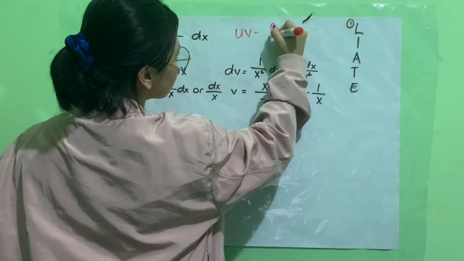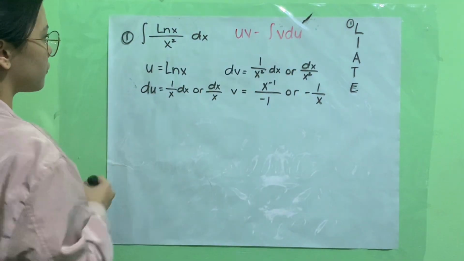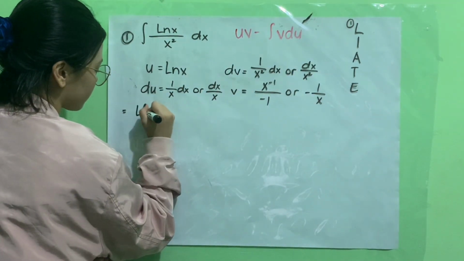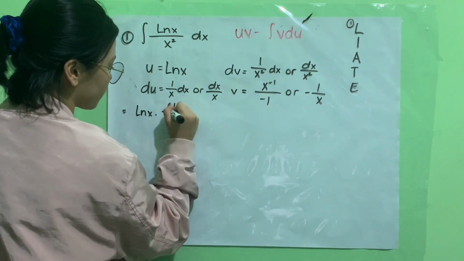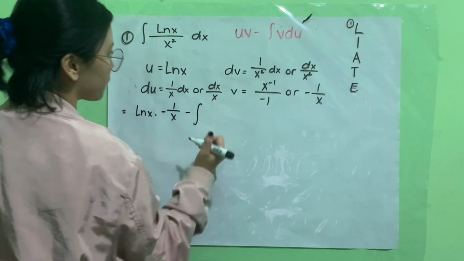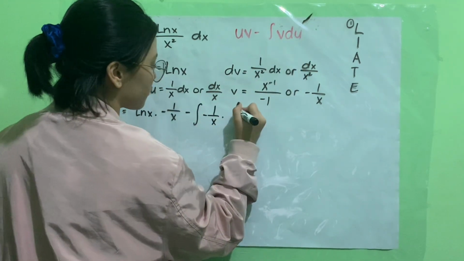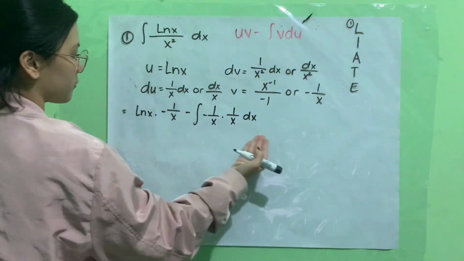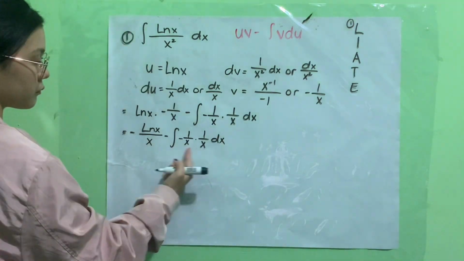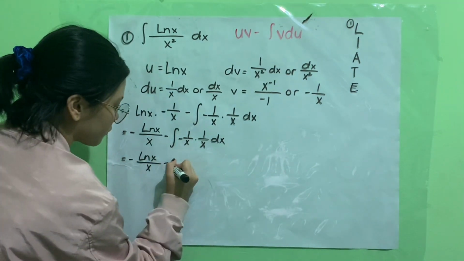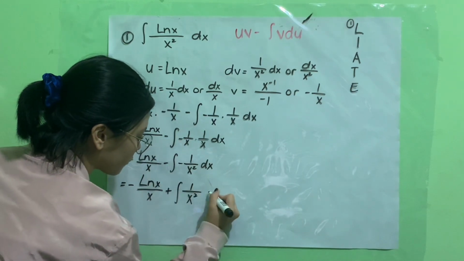Next, we will follow our formula. So, we'll have u, which is ln x, times v, which is negative 1 over x, minus the integral of v, which is again negative 1 over x, times du, which is 1 over x dx. Next, let's simplify. We'll have negative ln x over x plus the integral of 1 over x squared dx. 1 over x squared will become x raised to negative 2 dx.